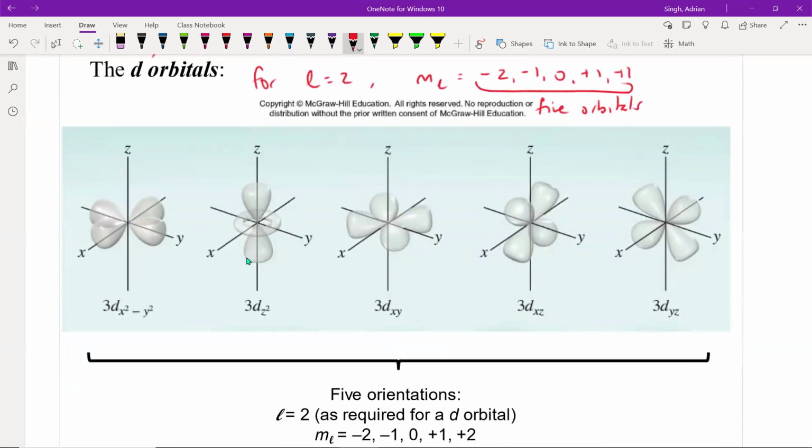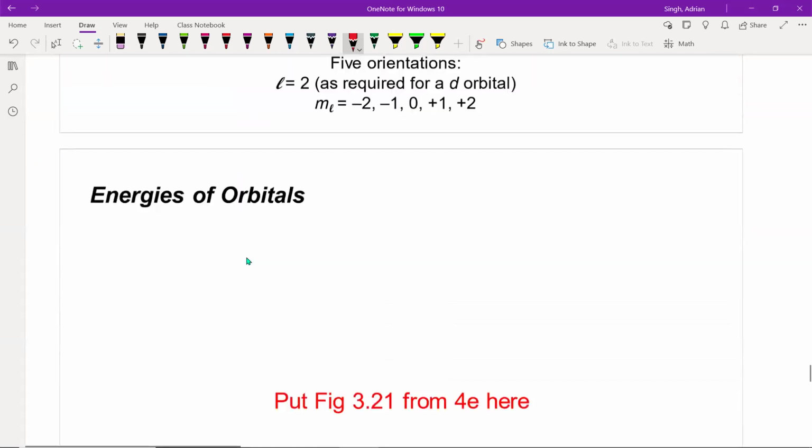So we have the d, and the 3 here corresponds to the third energy level. dx squared minus y squared, you can see these being oriented along the x and y axes. We have the dz squared, which looks very different than the others. We have the dxy, sort of in between the axes. We have the dxz and the dyz, and so on and so forth. So we have 5 of these: 1, 2, 3, 4, 5. That corresponds to the 5 m sub L values.